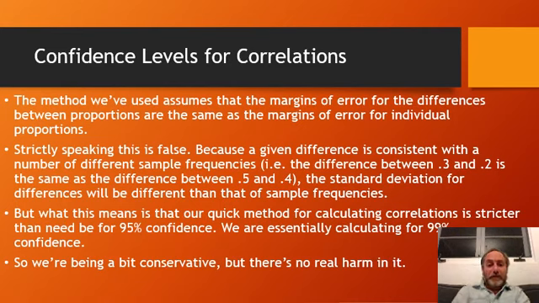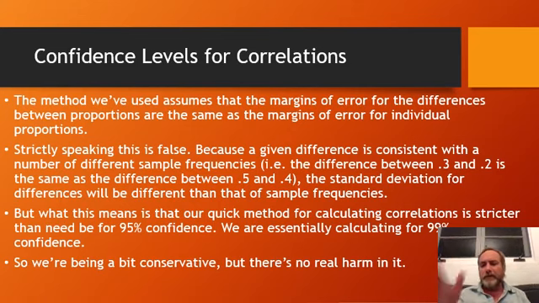Confidence levels for correlation. The method we've used assumes that the margins of error for the differences between the proportions are the same as the margins of error for individual proportions. What we just did is, strictly speaking, a little wonky. If you were a statistics guru, you would have said, "Hey, what's going on here?"